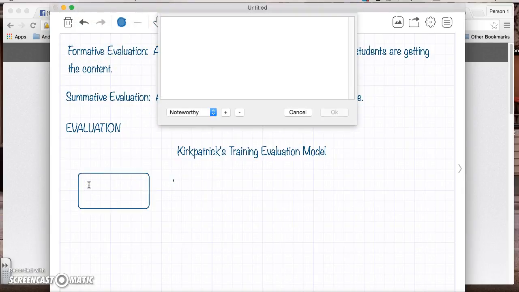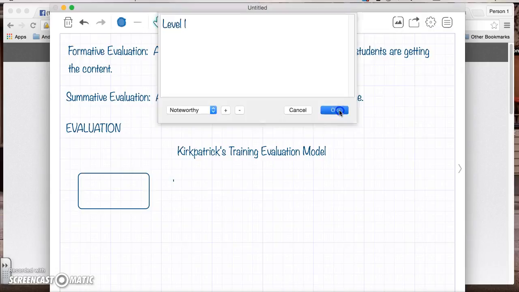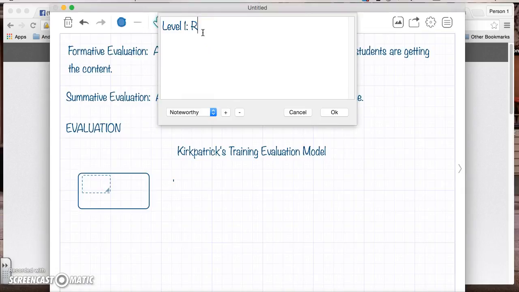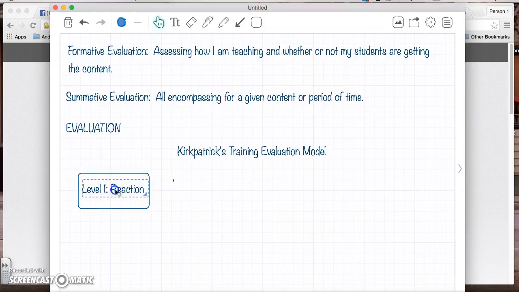So if I go to level 1, really ugly one. Level 1 is reaction. Okay, so that's the idea there, that we're having some form of reaction. Reaction in this case is how your students actually received the instruction and the material. So what you planned to do with them, how well they actually got through it.